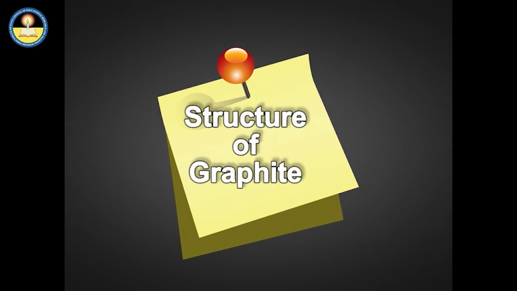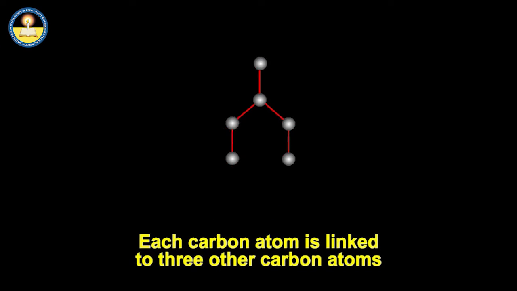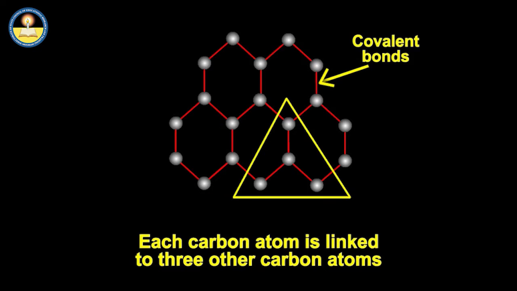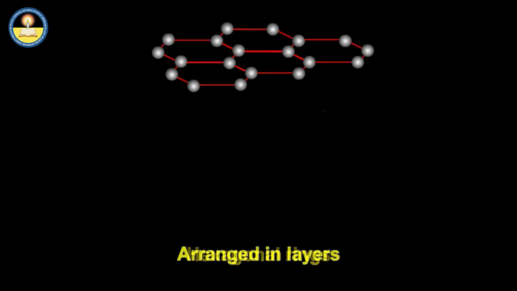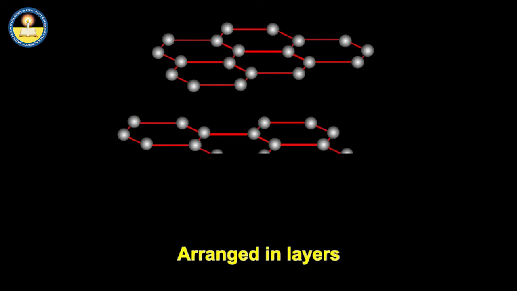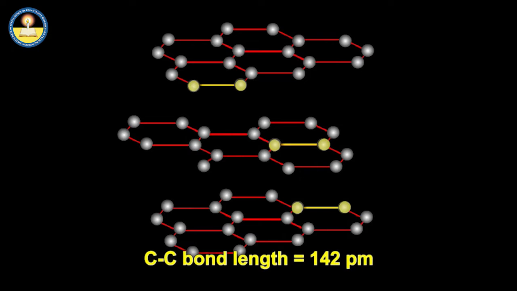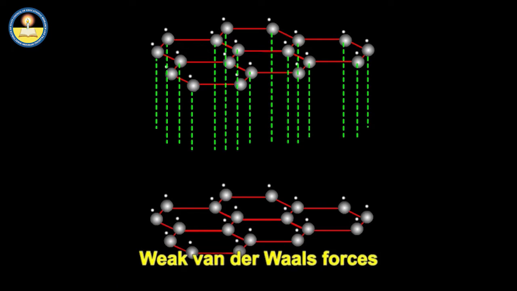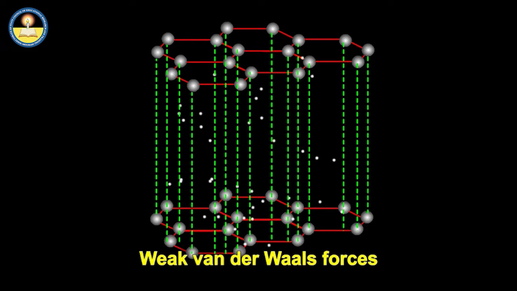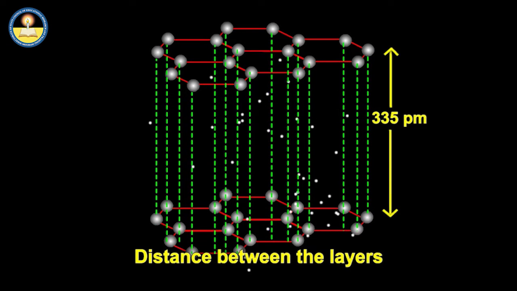Structure of graphite. Each carbon atom is linked to 3 other carbon atoms by covalent bonds, resulting in hexagonal rings which are arranged in layers. The carbon-carbon bond length is 142 picometer. These layers are held together by weak van der Waals forces of attraction, and the distance between the layers is 335 picometer.